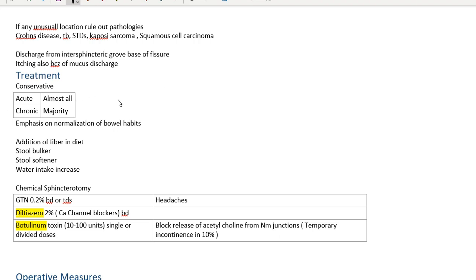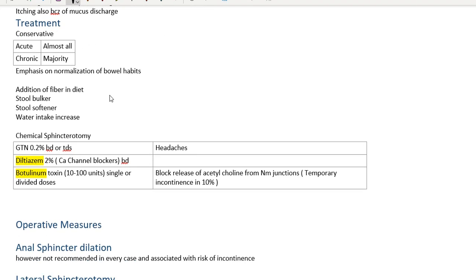And let's talk about the treatment. According to Bailey, the treatment should be conservative first, and it will cure almost all cases of acute anal fissure and the majority of chronic fissure. These are exactly the words written in Bailey. And you should emphasize normalization of bowel habits.